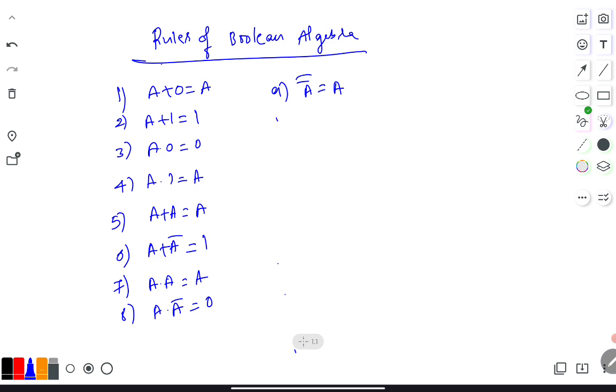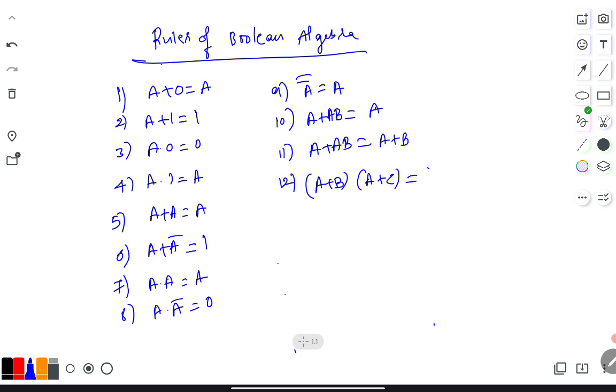Next, rule number 10, A plus AB is equal to A. Next, rule 11, A plus A bar B is equal to A plus B. Rule number 12, A plus B, A plus C is equal to A plus BC.